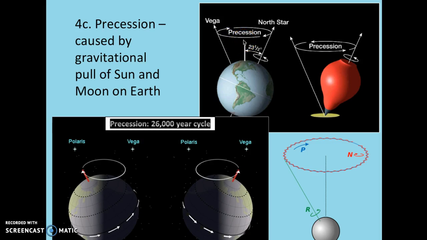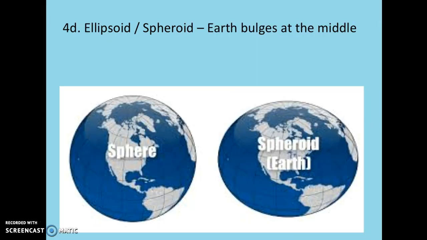Precession is going to be caused by the gravitational pull of the sun and moon on the Earth. So if you imagine the Earth as a spinning top, over 26,000 years it makes this kind of motion as the Earth is spinning. You can see a little spinning top here as it spins. It's still spinning, but it just has a circular variation within that.